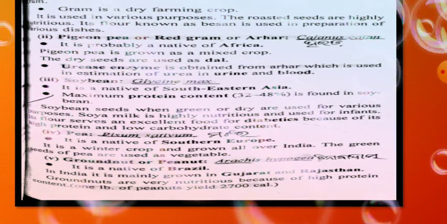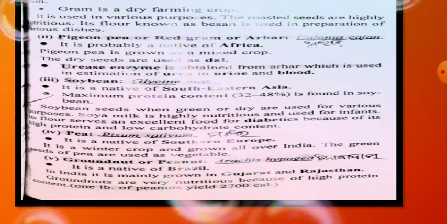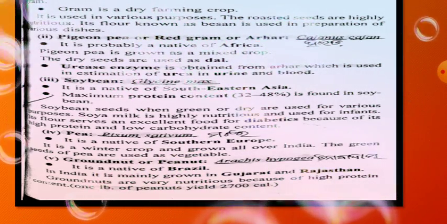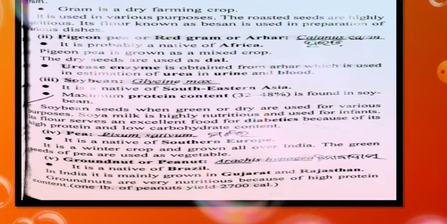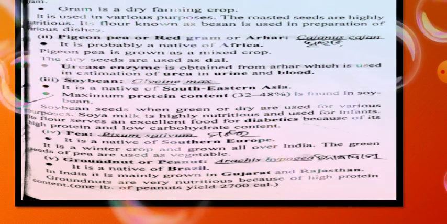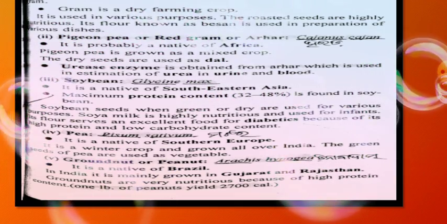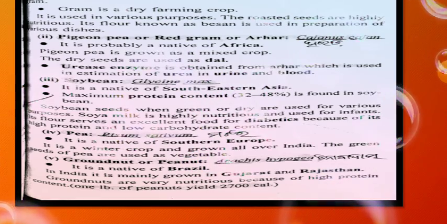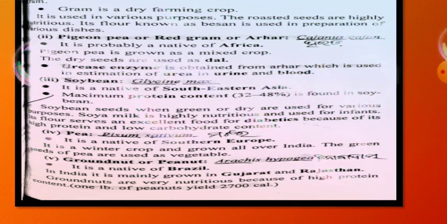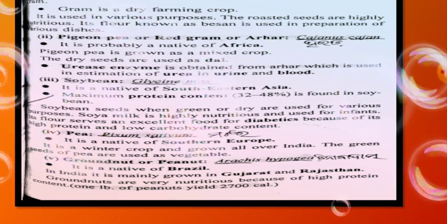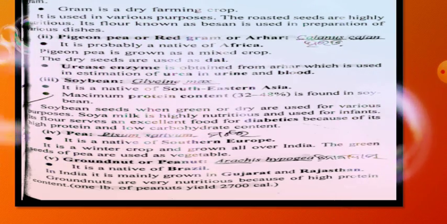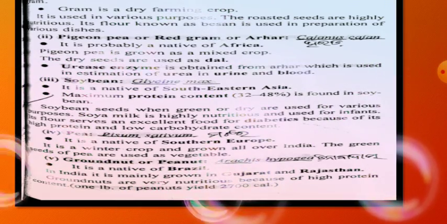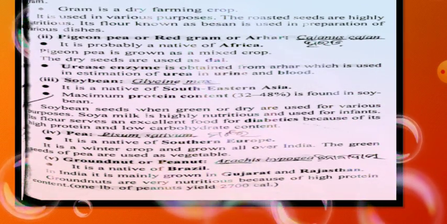Next comes the groundnut, or the peanut, Arachis hypogea. This is the botanical name of the groundnut, and it is native to Brazil. In India, it is mainly grown in Gujarat and Rajasthan. Groundnuts are very nutritious because of the high protein content. 2700 calories are yielded from one pound.